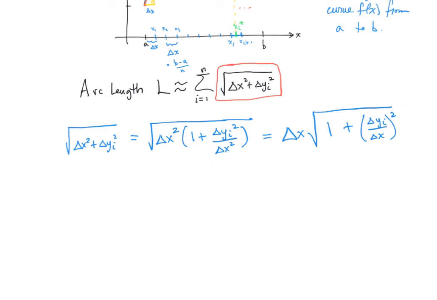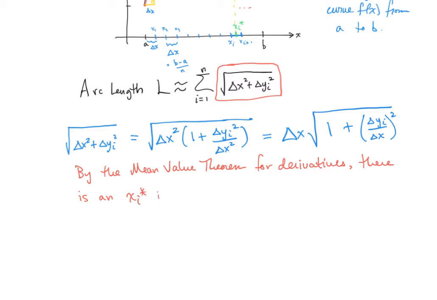So let's write that down. By the mean value theorem for derivatives, there is an x sub i star in between x sub i and x sub i plus 1, such that the slope of the secant line is equal to the slope of the tangent line at x sub i star. And the slope of the tangent line, of course, is just the derivative.